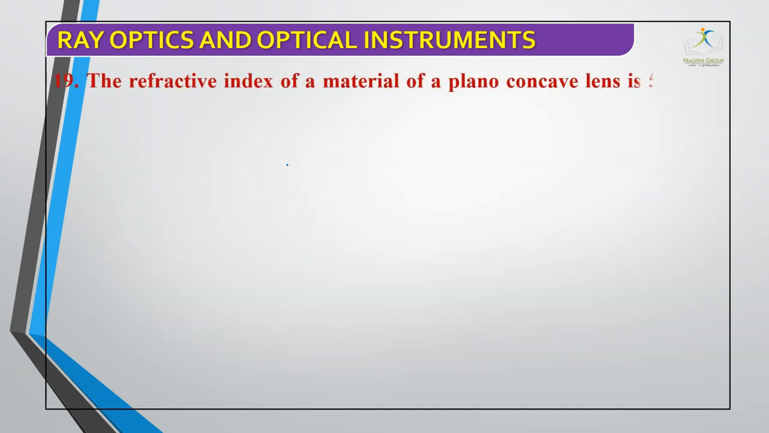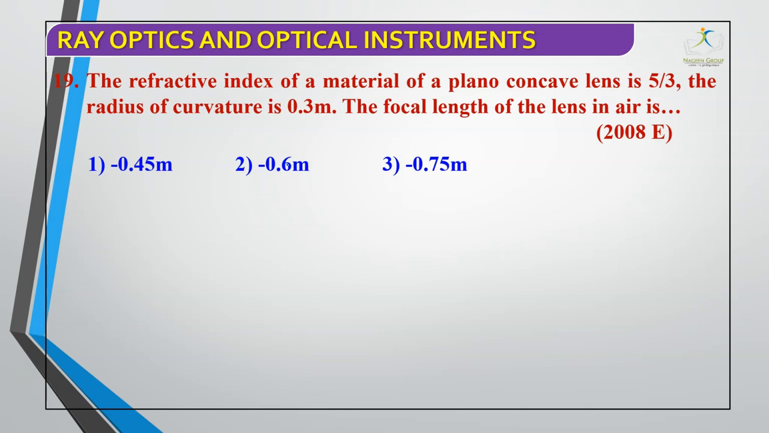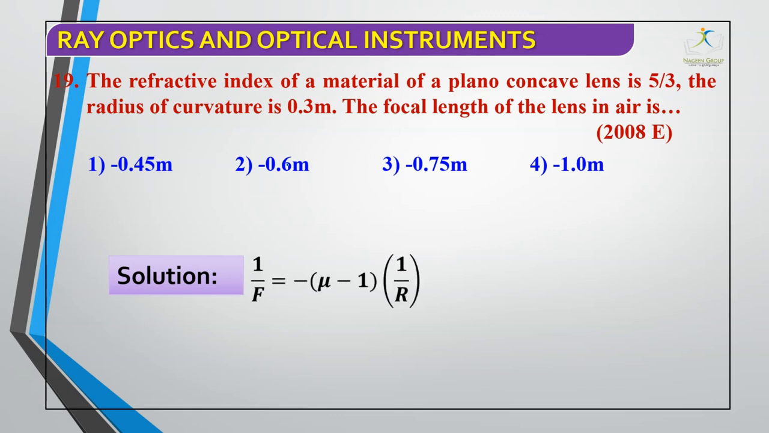Next question we have. The refractive index of the material of a plano-concave lens is 5 by 3. The radius of curvature is 0.3 meter. The focal length of the lens in air is: minus 0.45 meter, minus 0.6 meter, minus 0.75 meter, minus 1 meter. So we have these options, and we just apply the formula 1 by f is equal to minus (mu minus 1) by r. From here we can say the option is 1.